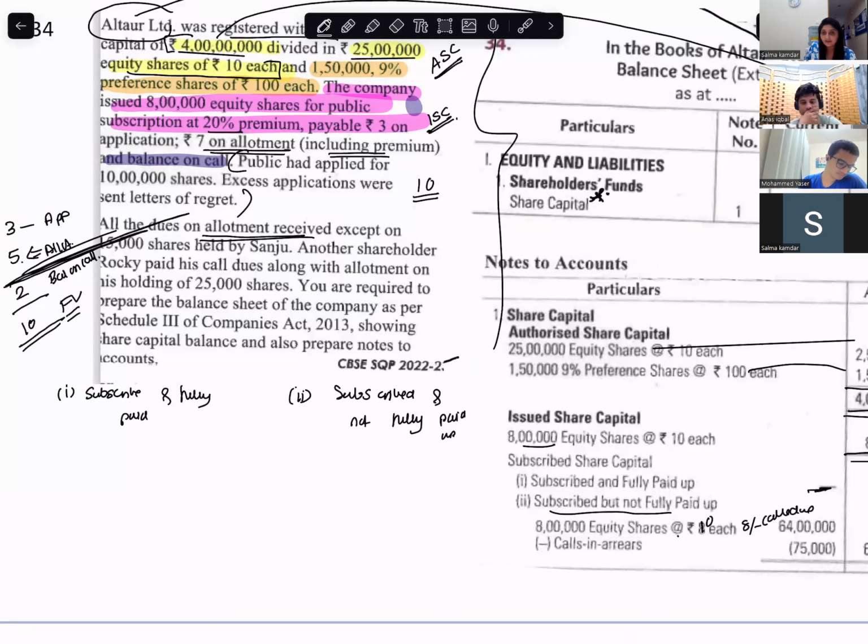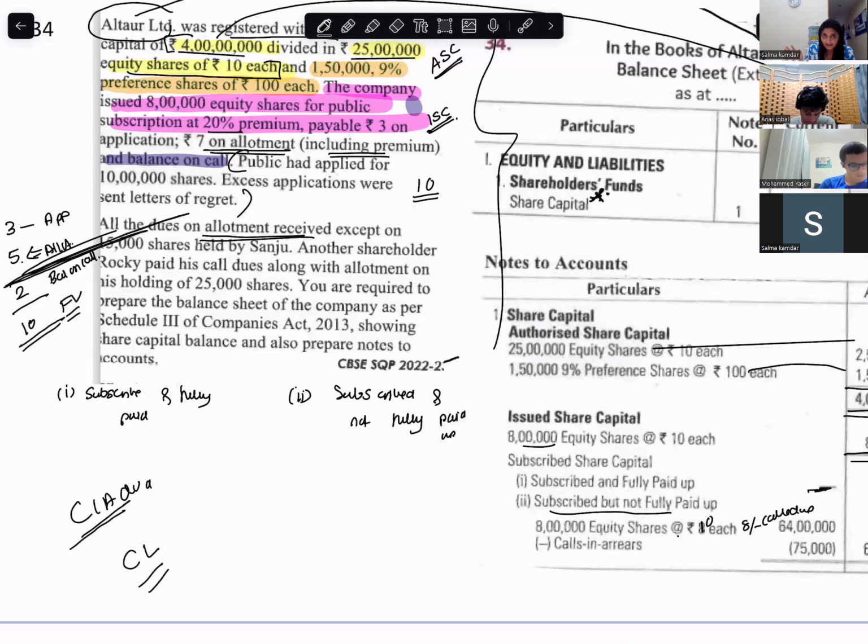Okay. So 8 lakh into 8 is how much? 64 lakhs. Now you have to see what falls in arrears for you. Because anything that is advance, where does it come? It comes in current liability, and I am not bothered about it. I am only concerned with the share capital section.